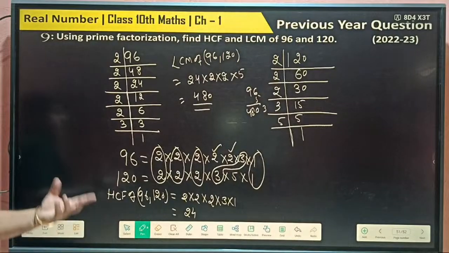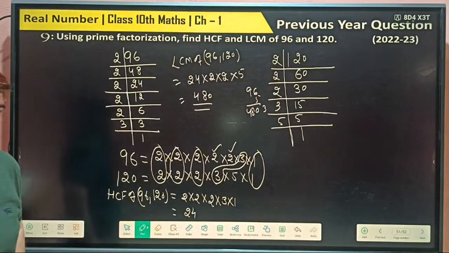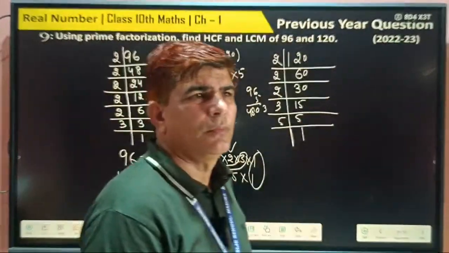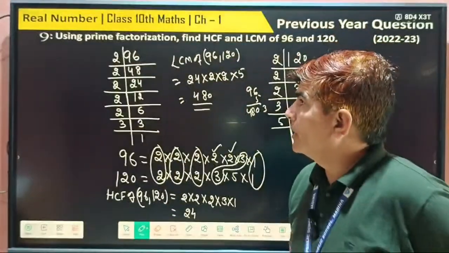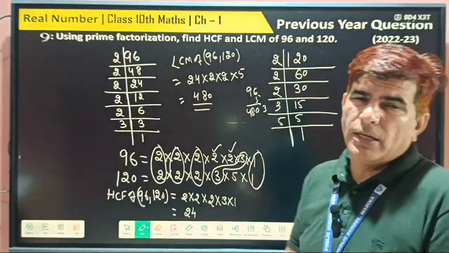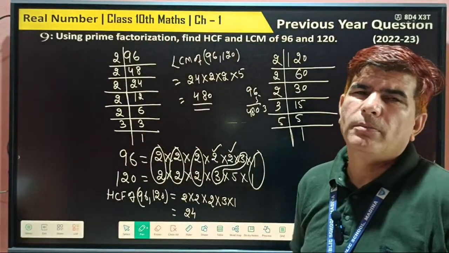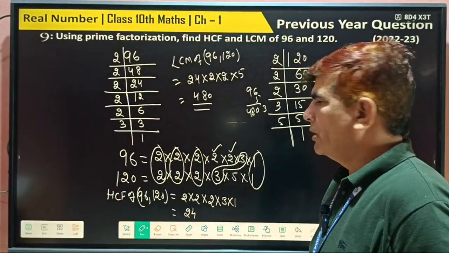Understood? There is one more method by which we can find it directly. But here prime factorization is given, so apply this method, it's better for you. If a particular method is given, then you have to apply that method. If it just says find the HCF and LCM, then it depends on you which method you want to apply. So I think you understood this.